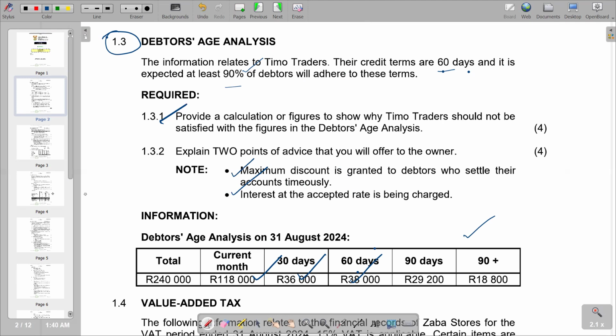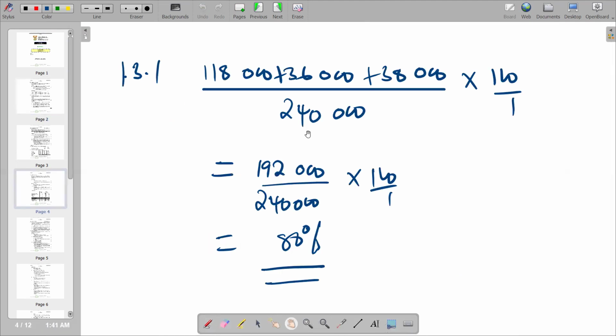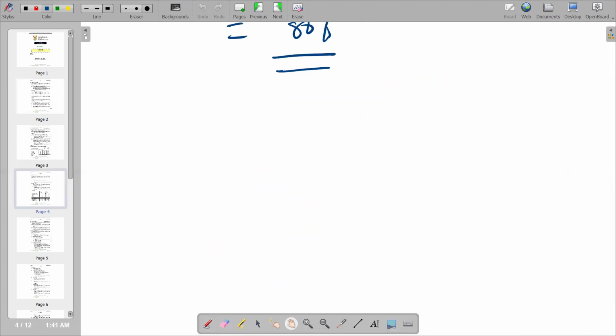So try to look at other options that we can include in terms of the points. We are going to say, and we have got 1.3.2, Timor Traders can encourage customers to pay using debit orders to avoid delayed payments. We can encourage the use of EFTs and debit orders, so that we avoid the issue of delayed payments. So that can be the point that we have.